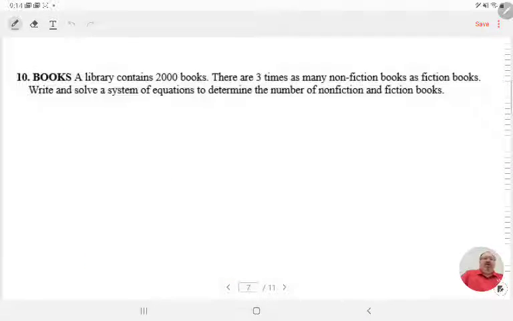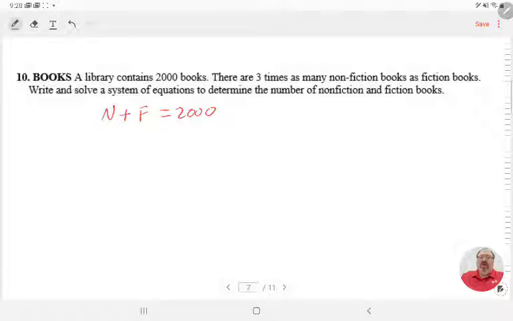All right. So this one says, a library contains 2,000 books. There are 3 times as many nonfiction books as fiction books. Write and solve a system of equations to determine the number of nonfiction and fiction books. Okay, so we would set up a system of equations. We could say, N for nonfiction plus F for fiction equals 2,000 books.